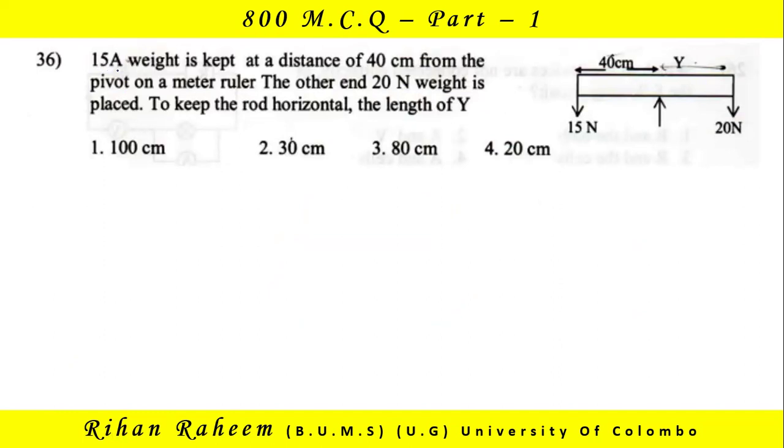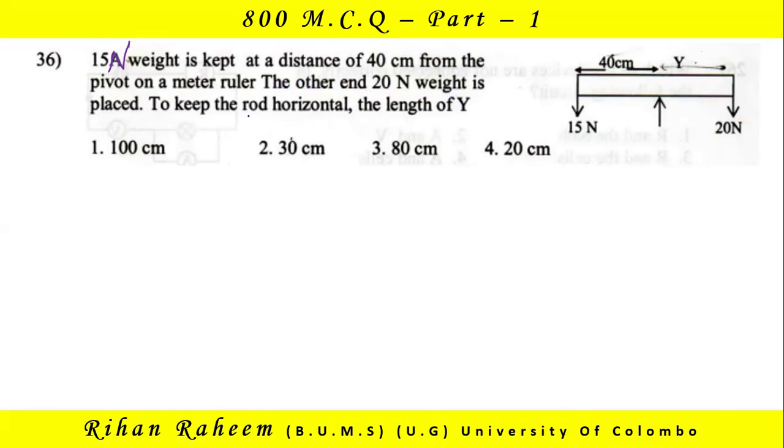A 15 N weight is kept at a distance of 40 centimeters from the pivot on the meter ruler. So meter ruler means 100 centimeters. If this is 40, but they are not saying it's in the center, no? On the other end, a 20 Newton weight is placed.